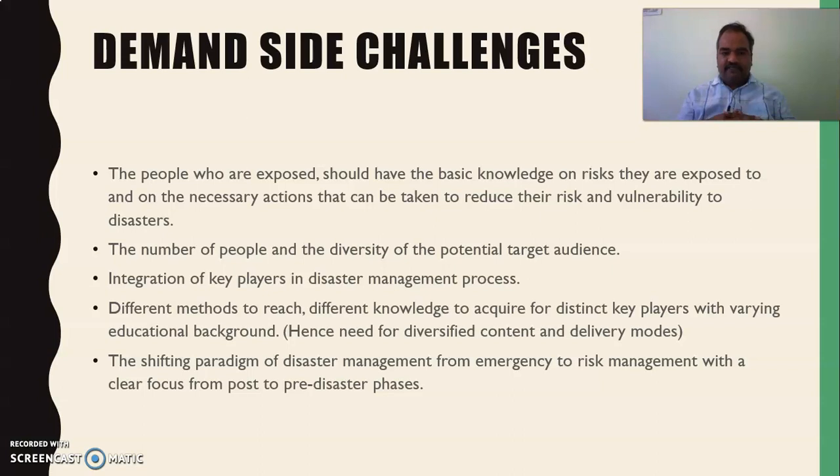And the fourth one is the different methods to reach, and different knowledge to acquire, for distinct key players with varying educational backgrounds. This is the most important thing, as already discussed. Different educational backgrounds will be there. The people from the village may not be able to understand the app. We need to look into that before developing an application.